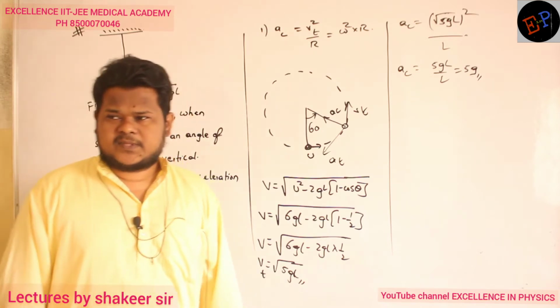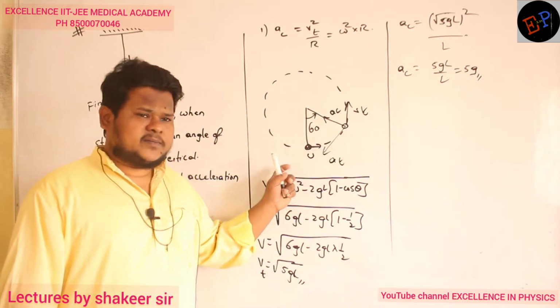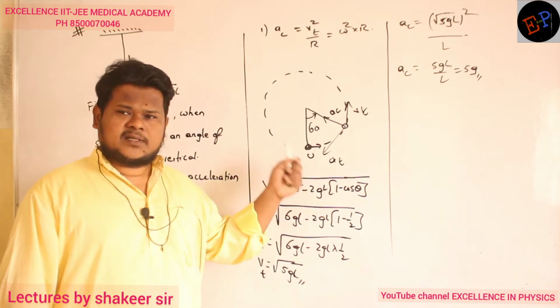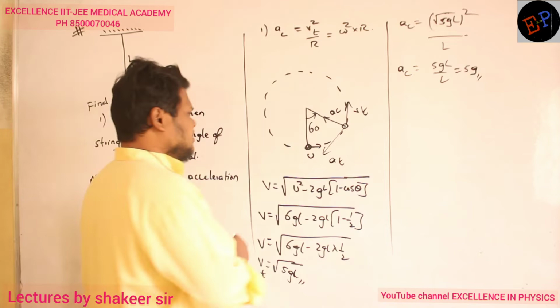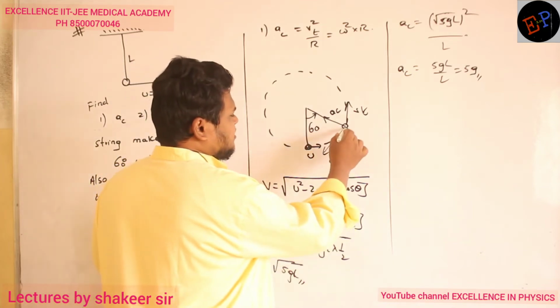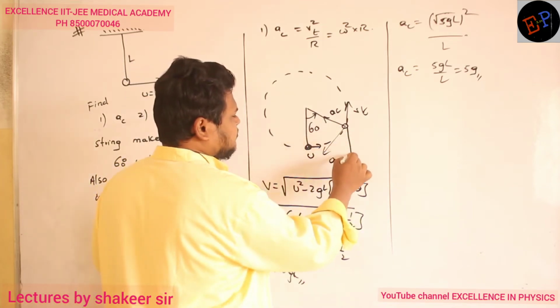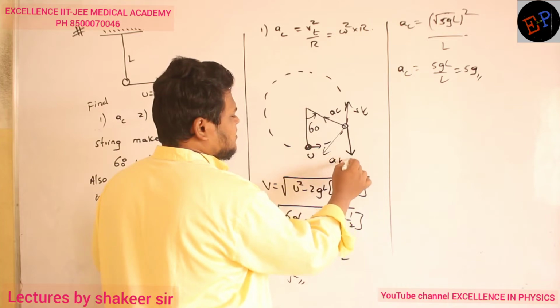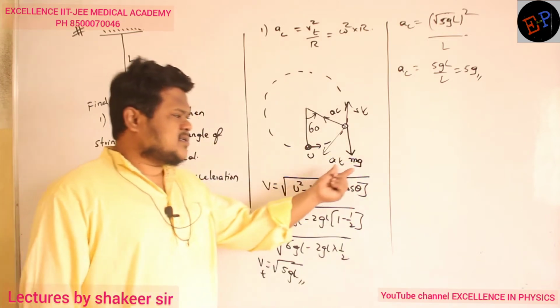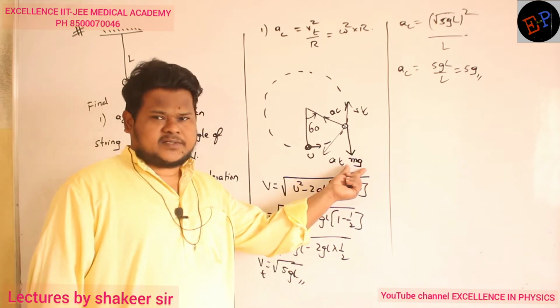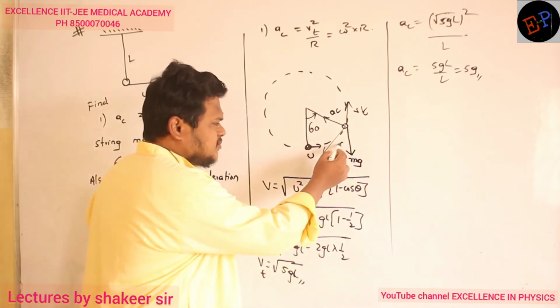Gravitational force. So, which force is providing tangential acceleration? Gravitational force is providing it. Weight mg is acting downwards, no? Are you able to understand? So, it means acceleration due to gravity is also acting in the same direction. This is the direction of g also.